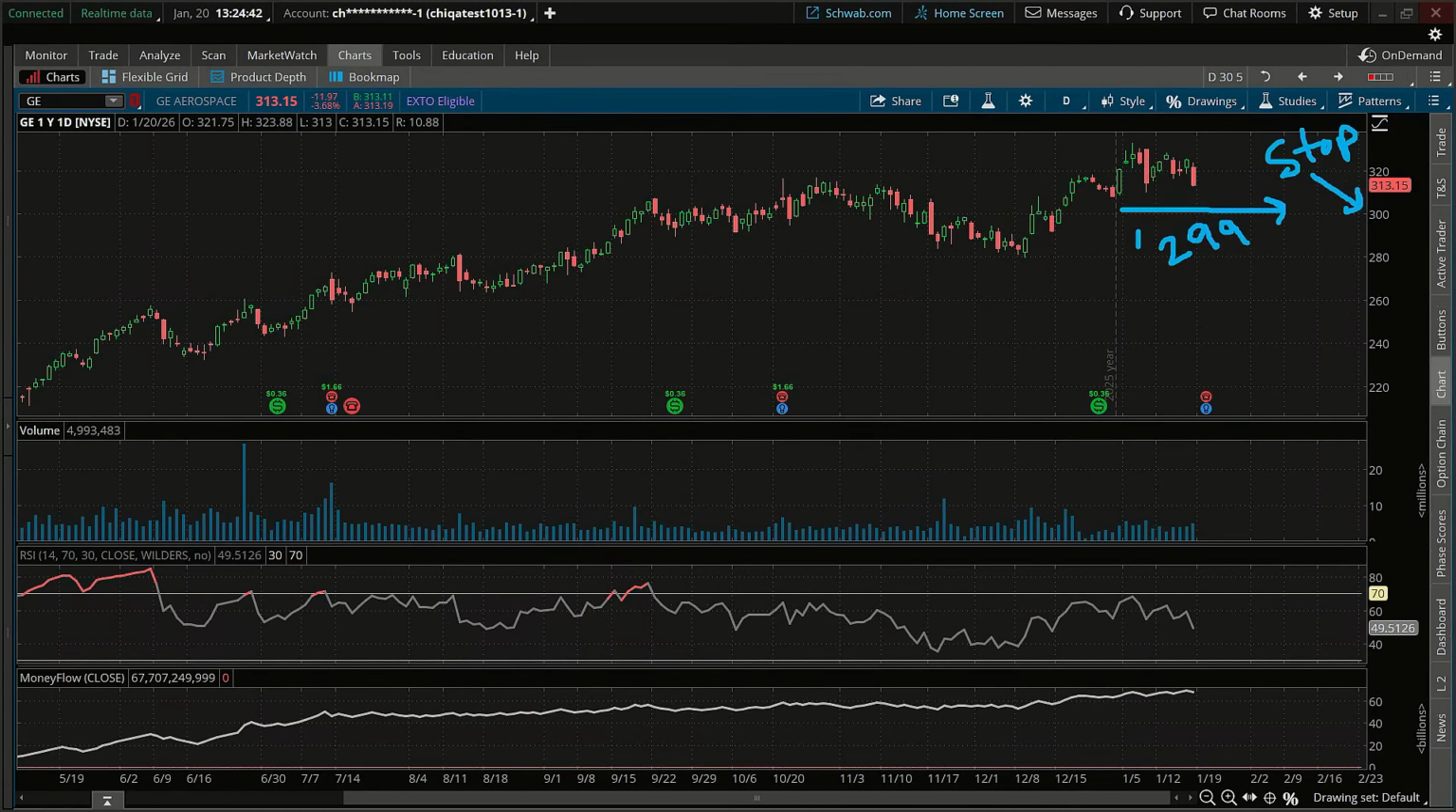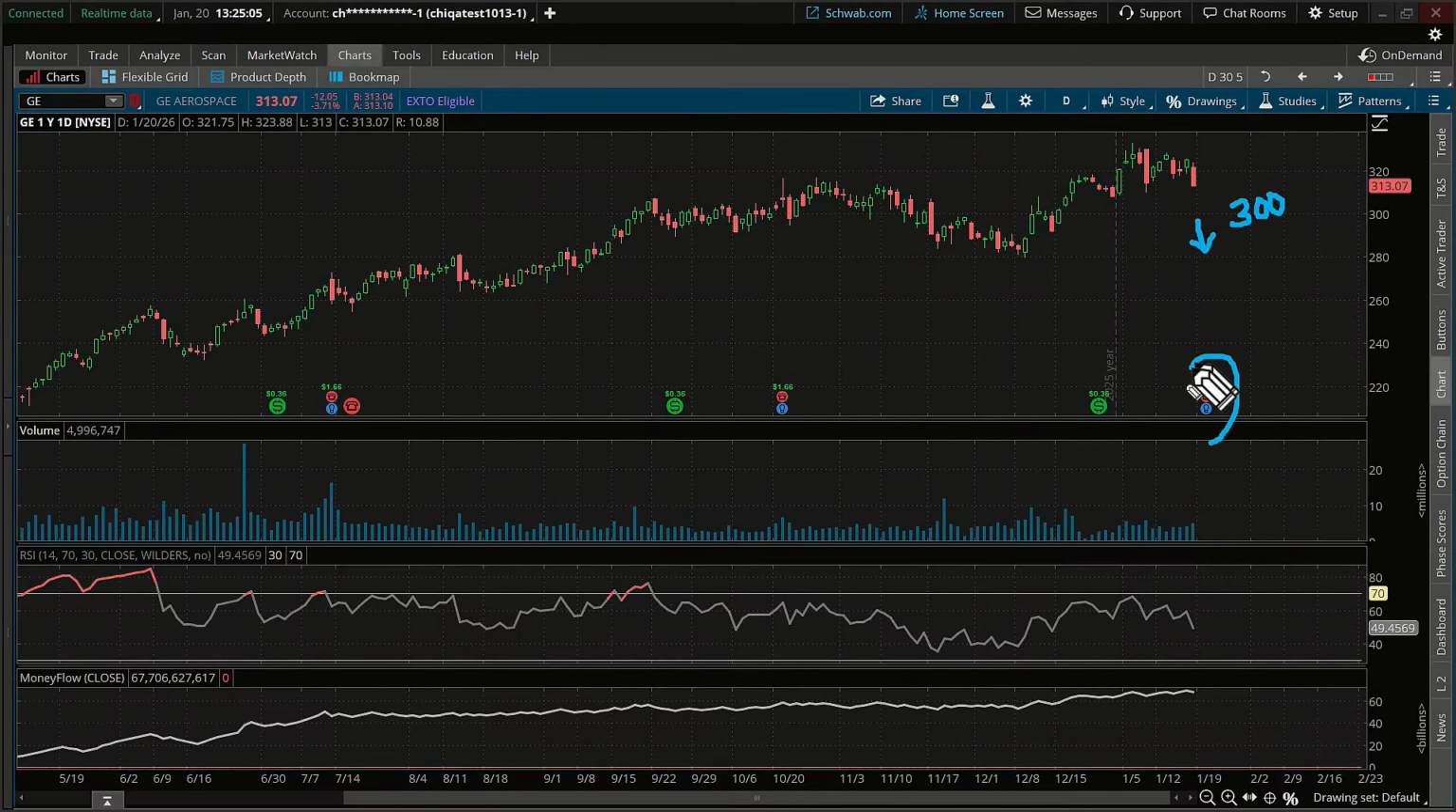Now, I've seen this happen before, and it can happen around big earnings events, honestly, and that is a stop limit order. The stop limit order would be: get me out at 300. Yeah, if I hit that level, get me out at 300 or better. And some people like this.